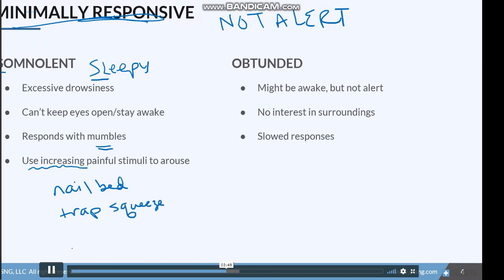And if that doesn't work, we're going to move to a sternal rub just to see what kind of response we can get from the patient. Usually somnolent patients will open their eyes, they might mumble at you, and they may even swing at you, and then they're going to go right back to sleep.